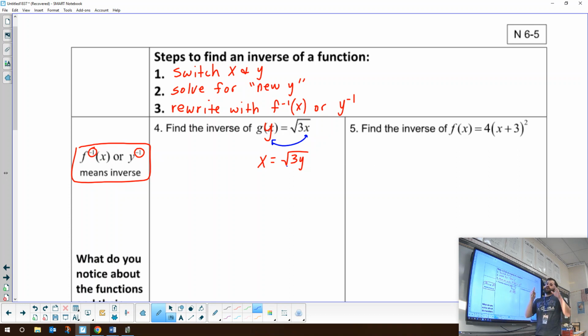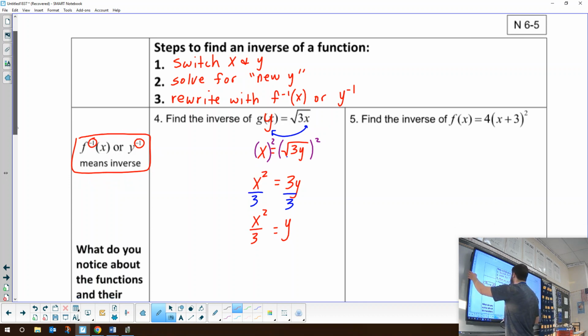Oh, it's so cool. Your inverse function, everything is going to be backwards. You're going to have inverse operations for everything. So since I'm square rooting here, my inverse is going to be squaring. Since I'm multiplying by 3, my inverse is going to be dividing by 3. So it's going to work out like this. First, I've got to get rid of that square root. To do that, I'm going to square both sides. And we're going to end up with 3y equals x squared. And then all I need to do is divide both sides by 3. We end up with y equals x squared over 3.